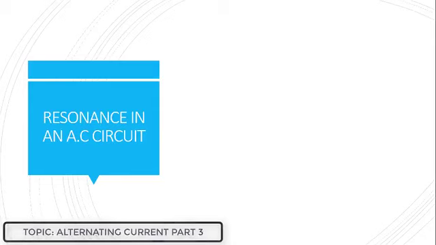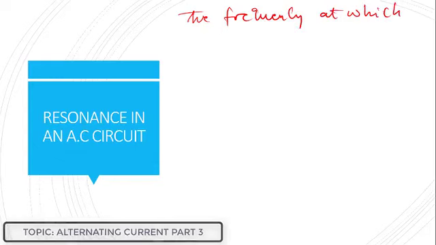Resonance in an AC circuit. Now, when we talk about resonance in an AC circuit, we are talking about the frequency at which resonance occurs. The frequency at which resonance occurs is known as the resonance frequency in an AC circuit.